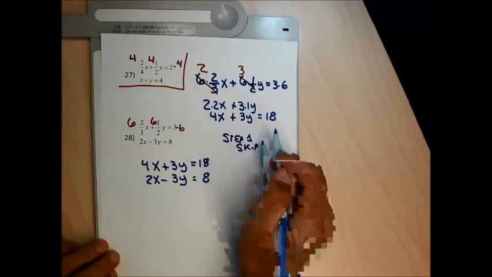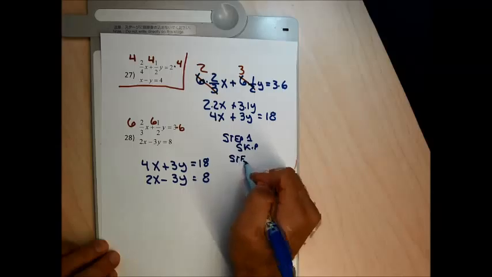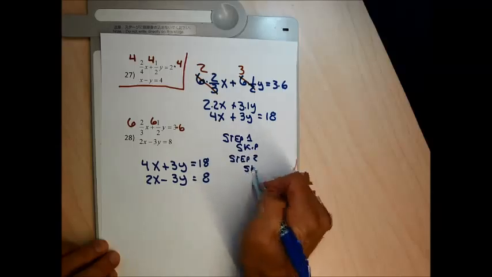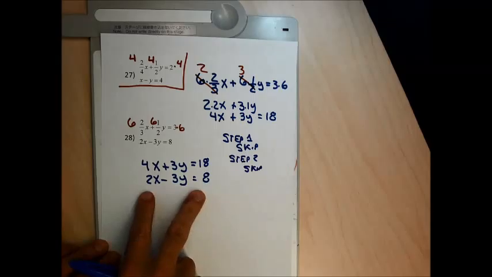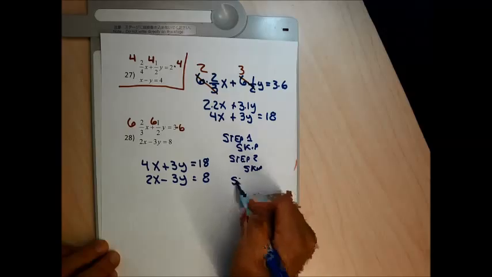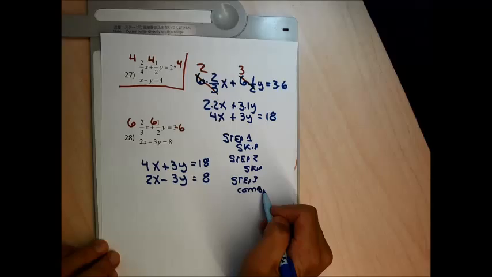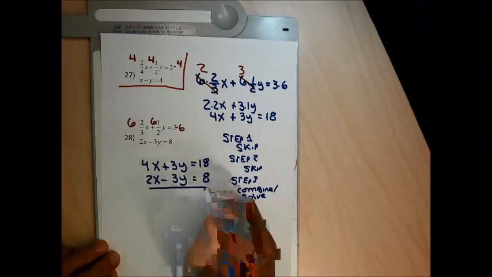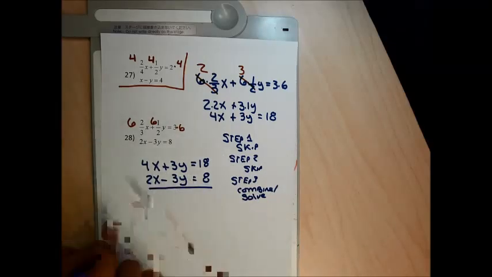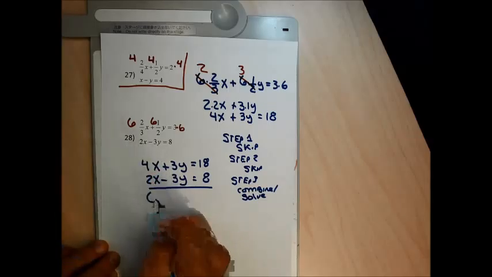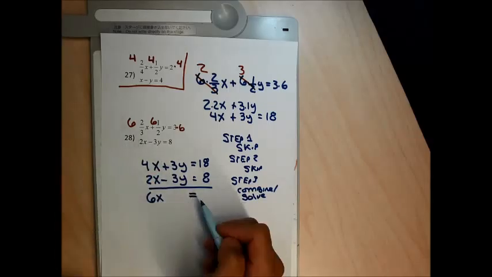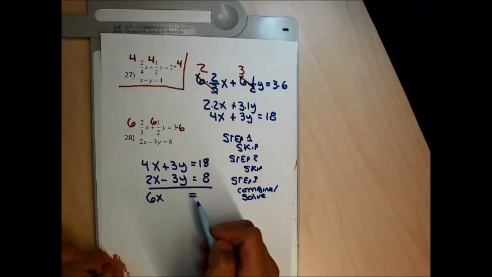It's done for me. Step 2, how nice, I can skip because I have the same number with different signs in front of the letters. So I'm straight to step 3, combine and solve. Step 1 is to line up the letters, which was already done. Step 2 is to get the same number with a different sign in front of one of the letters, which is already done too. So now I'm going to combine. 4x plus 2x is 6x. 18 plus 8 is 26.